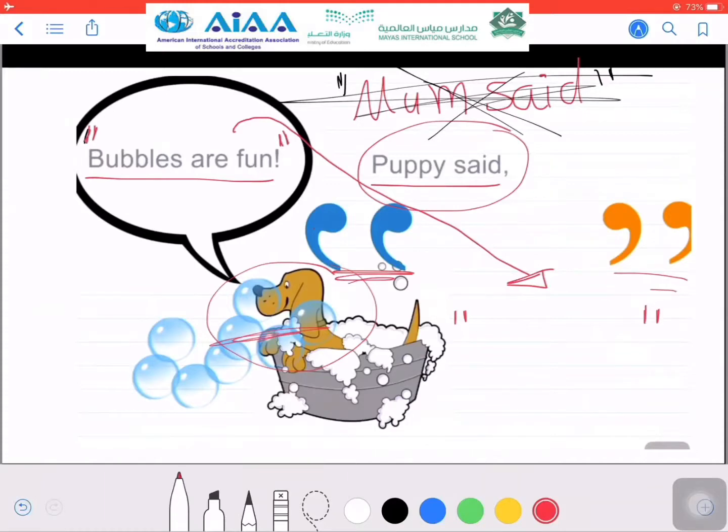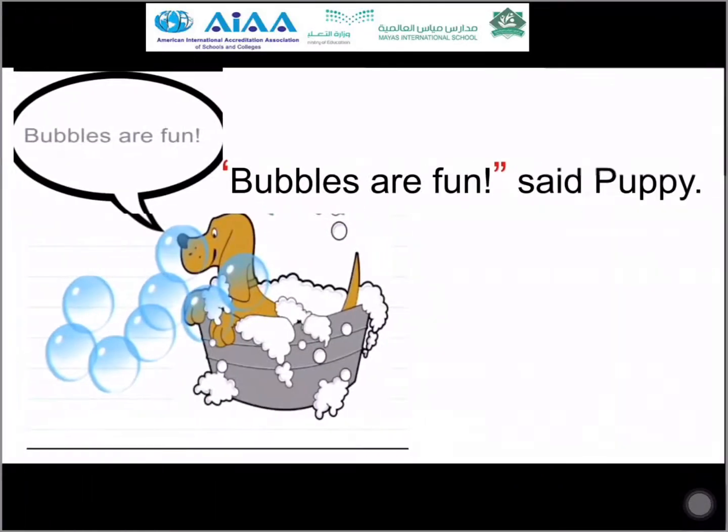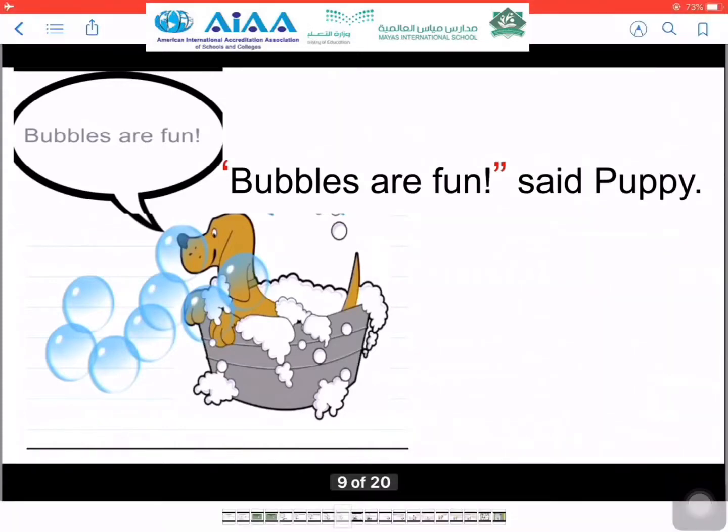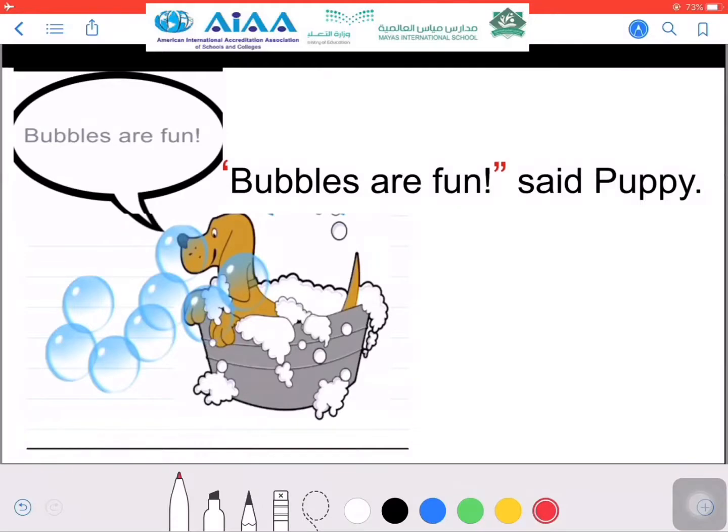Like at the beginning of the sentence that Bobby said, and at the end, at the beginning, at the end, 2 by 2. At the beginning, at the end of the sentence, 2 by what? 2 by 2. Okay? So here, as you can see, "Bubbles are fun," said Puppy. So do not remember, oh, there is a mistake here. We have 2 by 2. Why will you put 1? No, they want 2 by 2.